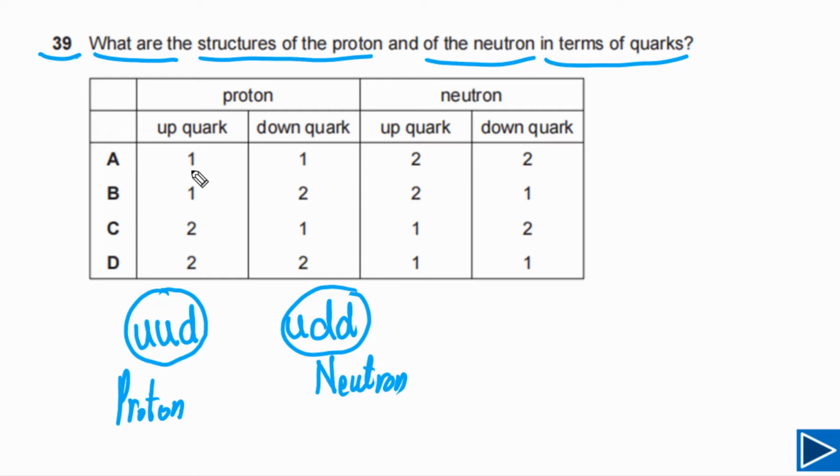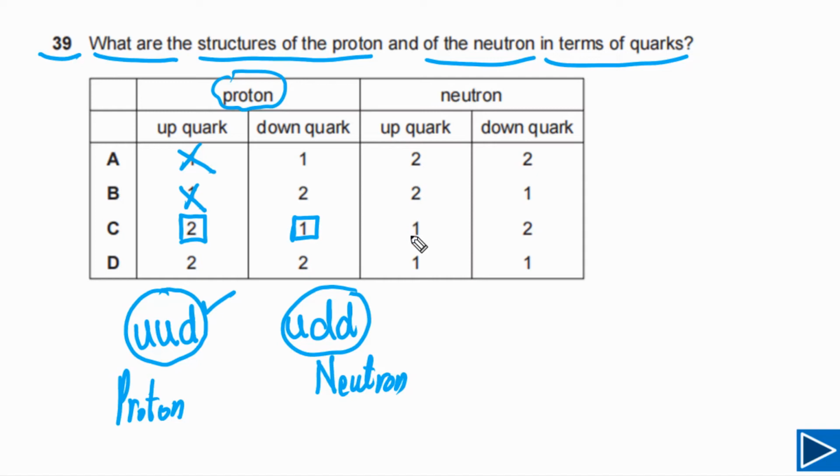Now if you look at option A, this is telling us proton consists of one up quark, and this one is wrong. The next option is also wrong. But if you look at option C, it is given to us proton consists of two up quarks, one down quark. So this is right.